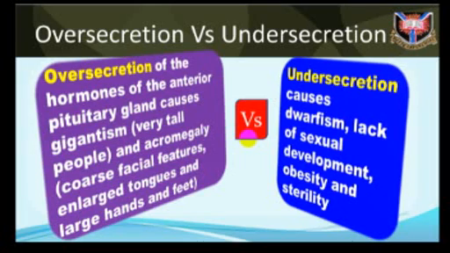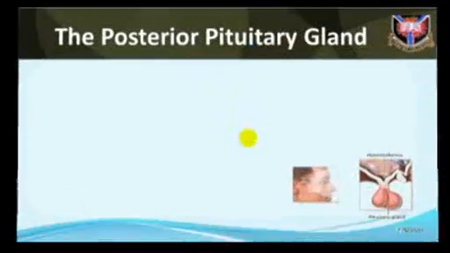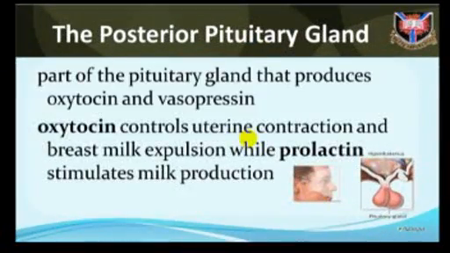Undersecretion causes dwarfism, lack of sexual development, obesity and sterility. Posterior pituitary gland. This is the part of the pituitary gland that produces oxytocin and vasopressin. The oxytocin controls uterine contraction and breast milk expulsion, while prolactin stimulates milk production.